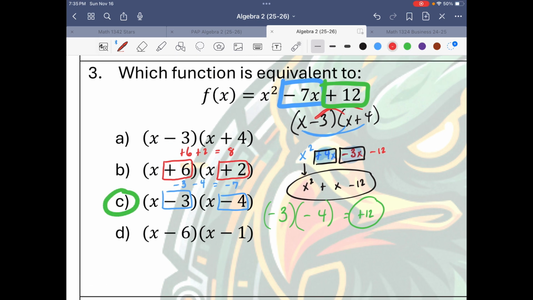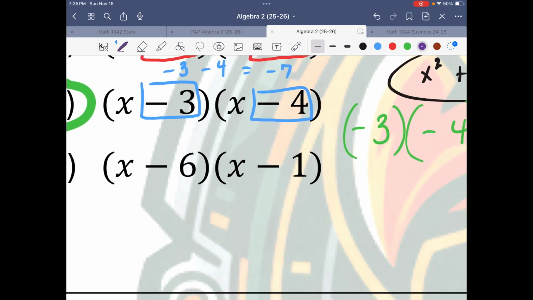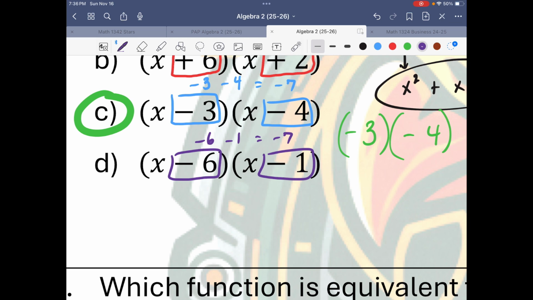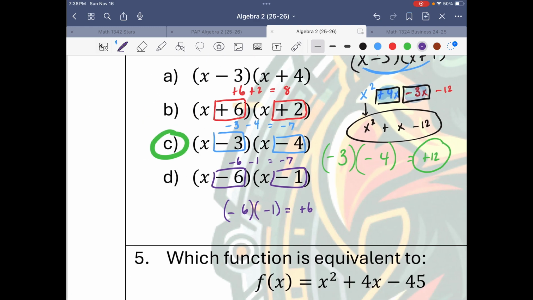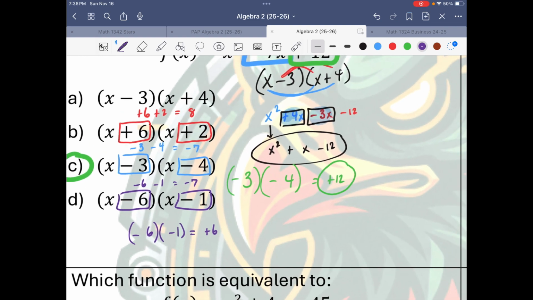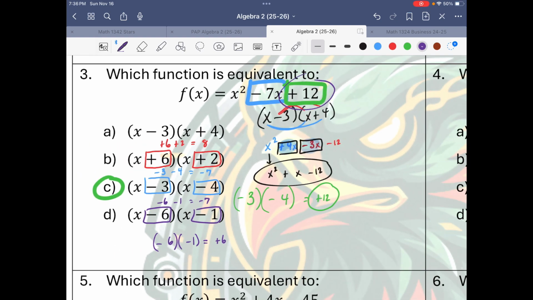Now, if you're wondering, sir, I'm not going to do that all the time. Well, this is why it's kind of helpful to do that. Because right here on letter D, if you get negative 6 and a negative 1, if you add negative 6 and negative 1, it gives you negative 7 also, just like letter C did. But if you get negative 6 and you multiply negative 6 with a negative 1, like the second test I told you all to do, it gives you a positive 6. But a positive 6 is not the last number here. It's supposed to be a positive 12. That's why D is majorly incorrect.